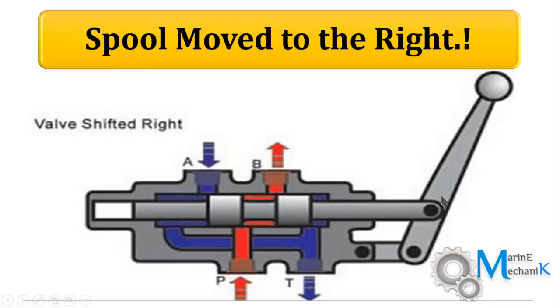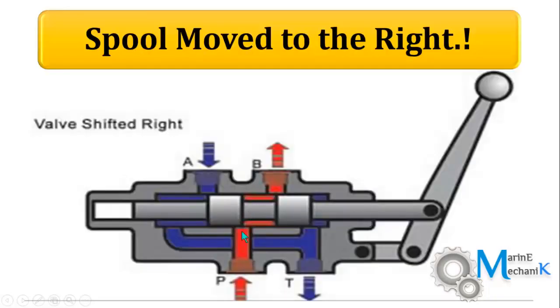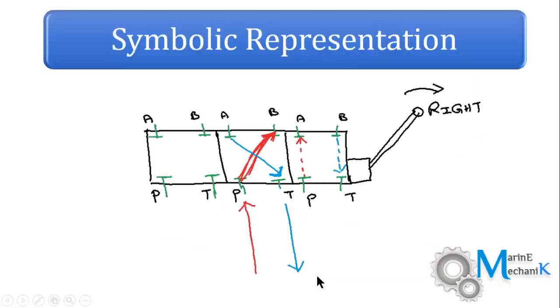Now let's see how this is symbolically represented. As you can see in this picture, P and B are connected, A and T are connected. So high pressure oil enters P and goes through B, and then it comes back from A to T as I move the lever to the right. So this is the symbolic representation.